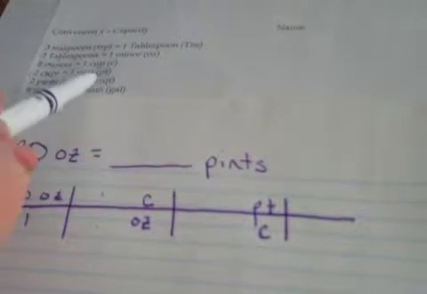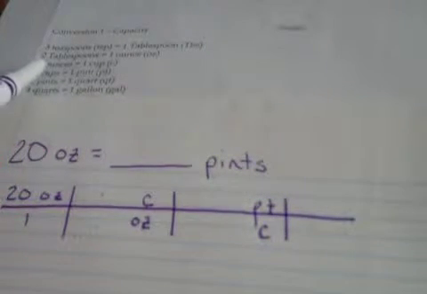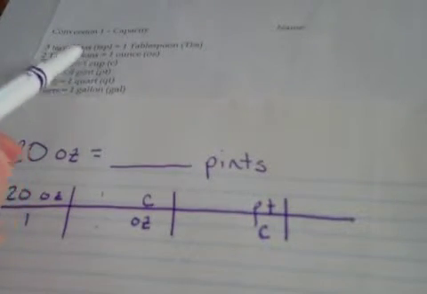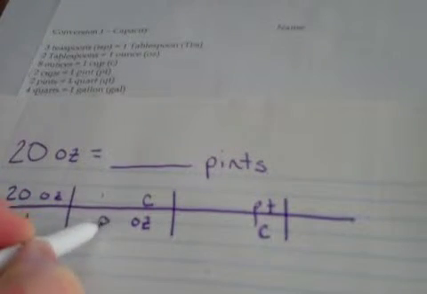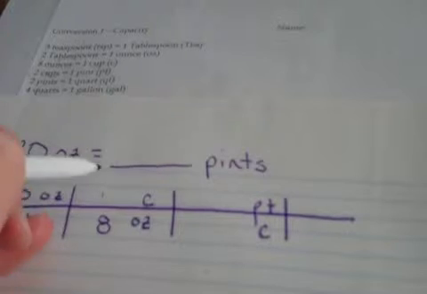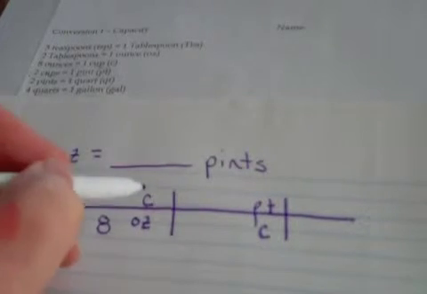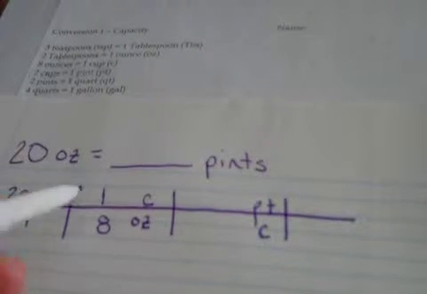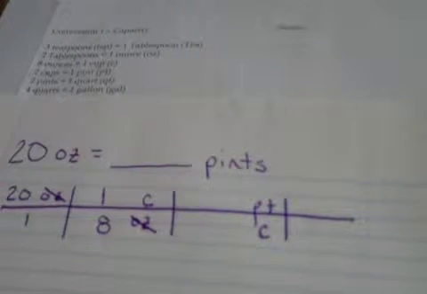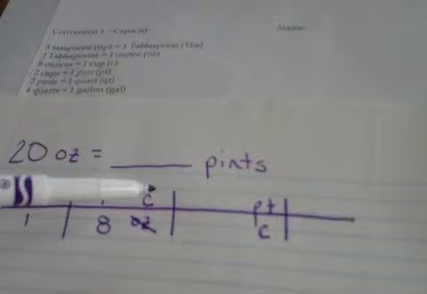When I look at my conversion table, it tells me that there are 8 ounces in every 1 cup. 8 ounces. Well, my ounces label is on the bottom, so the 8 ounces goes on the bottom, and 1 cup goes on top. So now my ounces label cross-cancels, but I still need to eliminate cups.